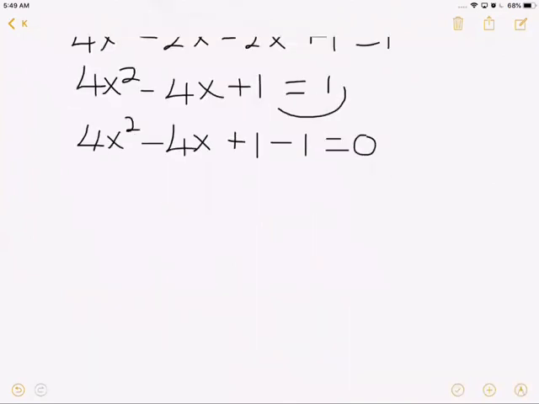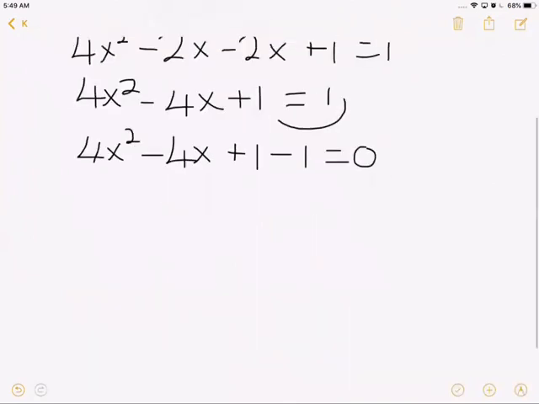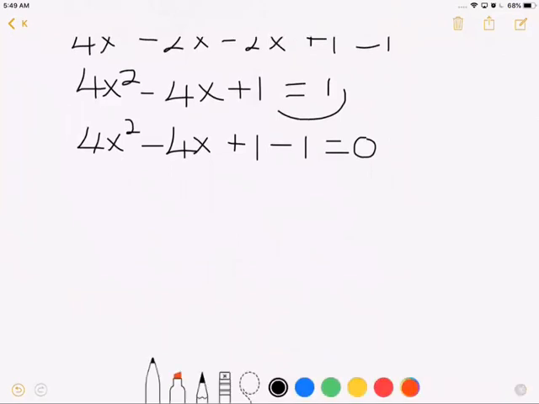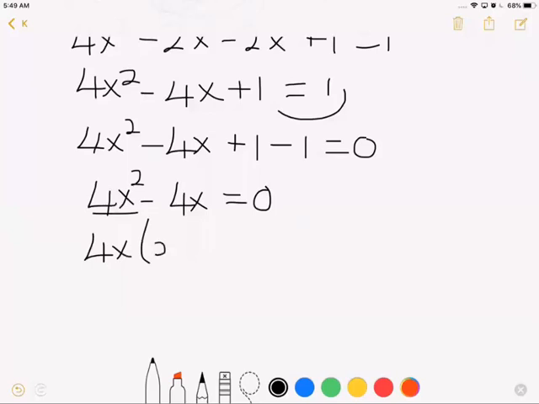It is going to change the sign. Then you are going to be left with 4x² − 4x = 0. Now you need to factorize. The common factor is 4x. Into the first term, you get x, and into the second term, you get minus 1, is equal to 0.